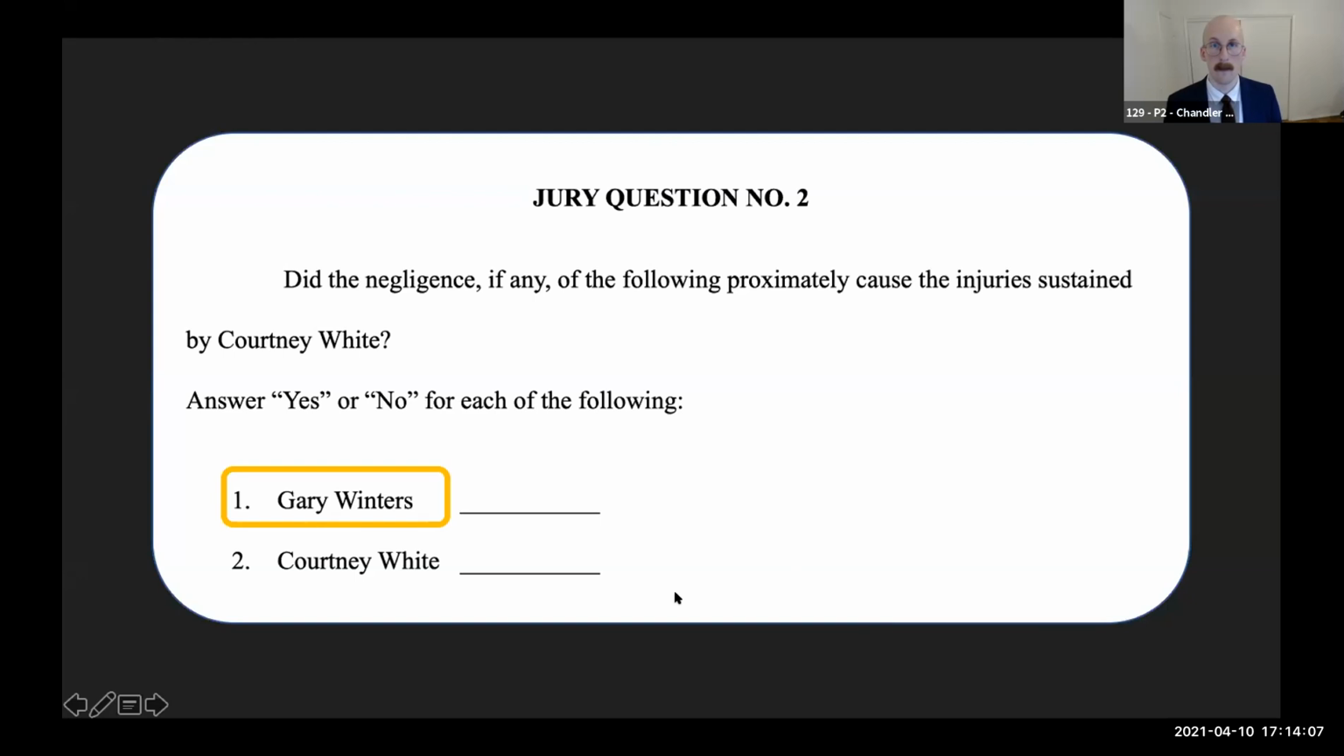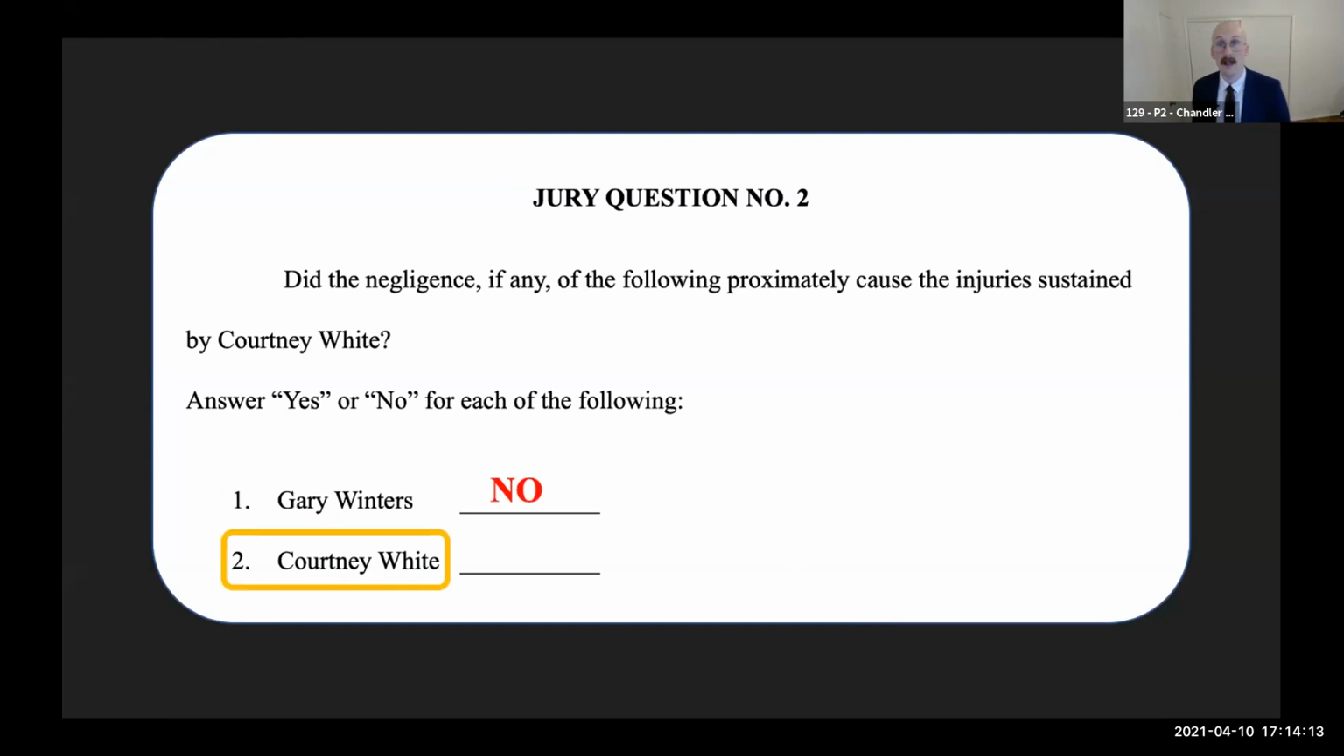Now, it was foreseeable that she might hit her head, foreseeable that she might break some bones, but it was unforeseeable that a bus company would still be using unglazed glass today. Glazed glass has been available for 30 years. It's been protecting passengers for 30 years. Mr. Winters may have caused this crash, but it was the defendant who caused Miss White's injuries. You can write no next to Mr. Winter's name.